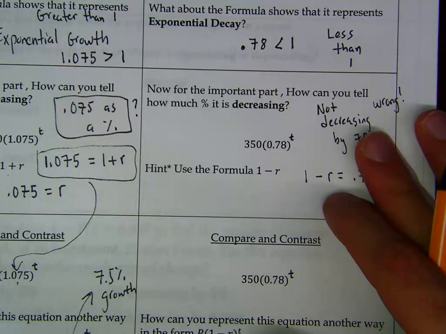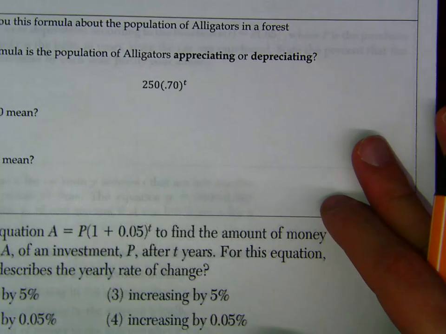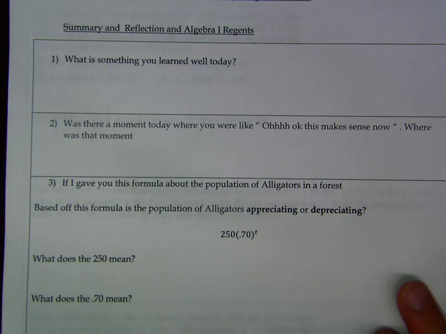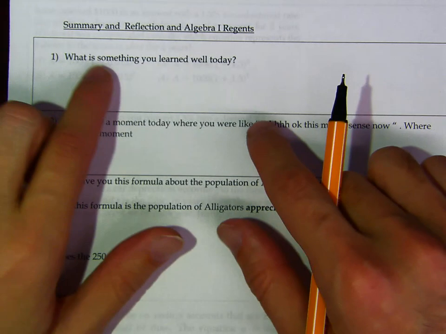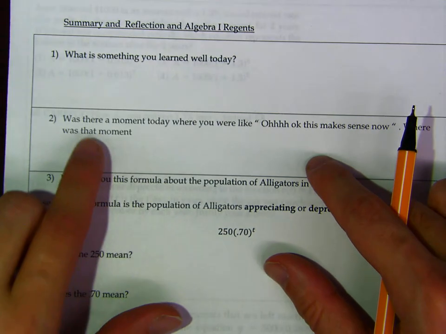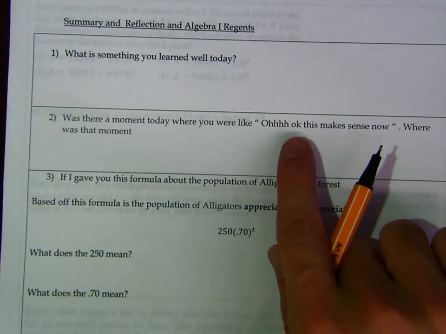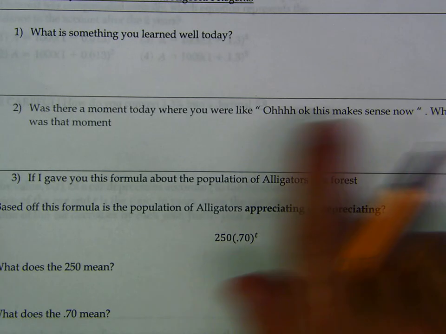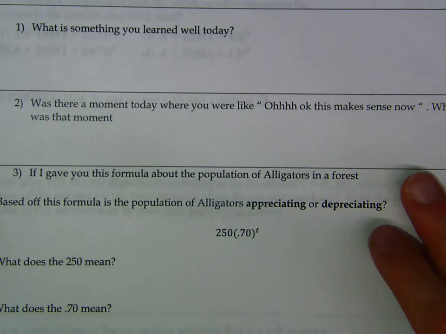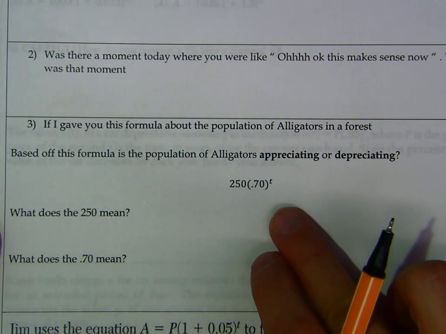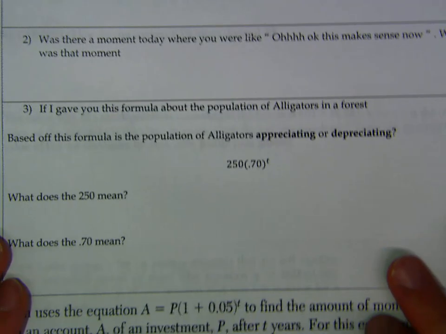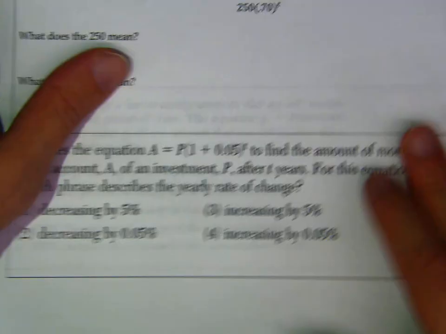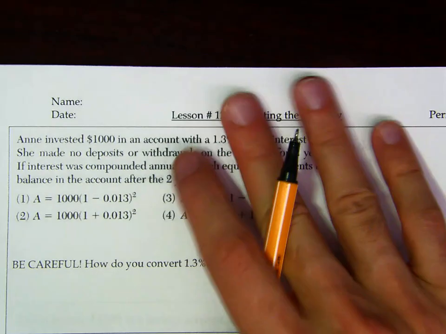If you could figure it out, what I want you to do is, when you're done, try this on your own. What's something you learned well today? Was there a moment today where you're like, oh, okay, this makes sense now? Where was that moment? You could answer these questions. Oh, that's the bell. I got to get ready for my first period class. Then try the Regents questions, okay? Try the Regents questions. I believe in you. You got this.